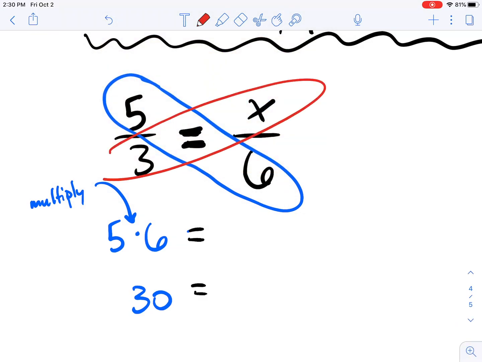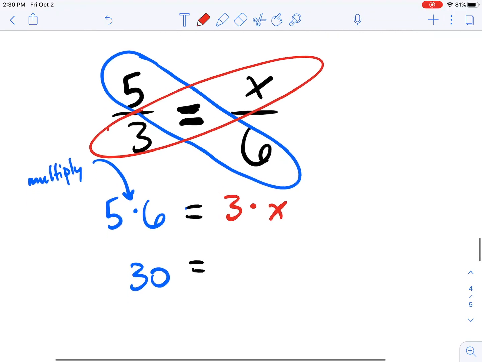And then on this side, we're going to do this over here, 3 times x. Now, we don't know what x is yet, so we're just going to leave it as 3 times x, all right? And in algebra, you can write multiplication of a coefficient and a variable, so a number, a coefficient, and a variable, a letter. If they're right next to each other, it means multiplication, okay?